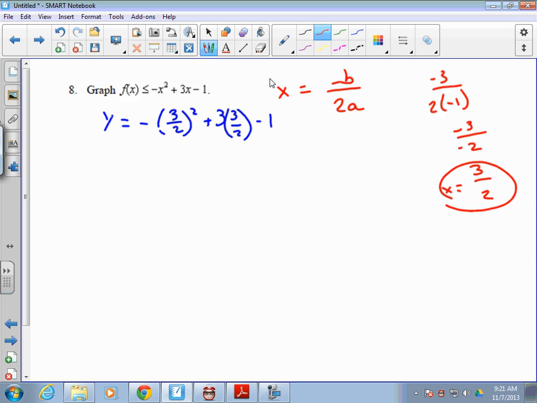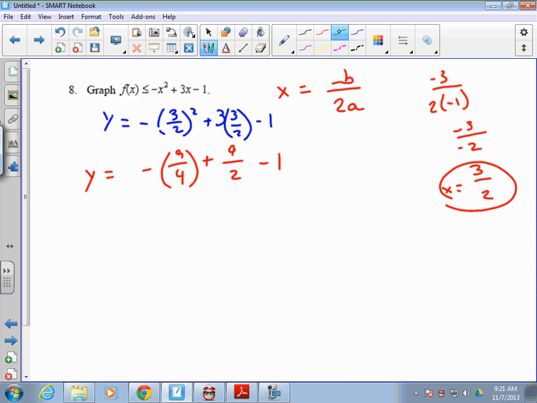So square 3 over 2 and you get 9 over 4, and that's negative. Multiply these two, you get 9 over 2 minus 1. So now we're dealing with fractions yet again. So we have negative 9 over 4 plus 9 over 2 minus 1.